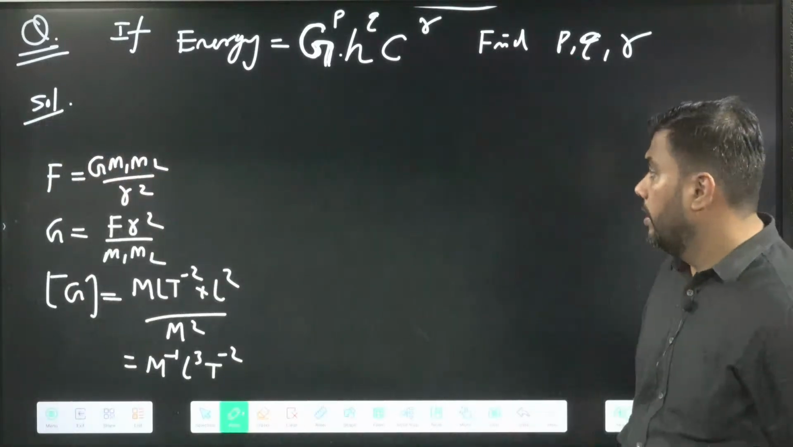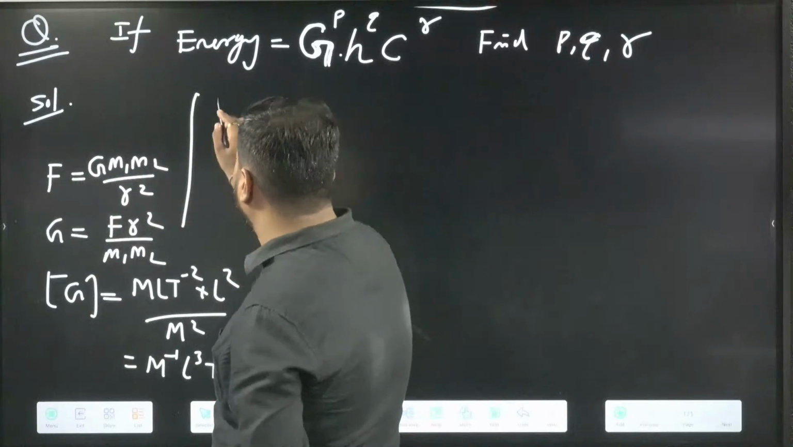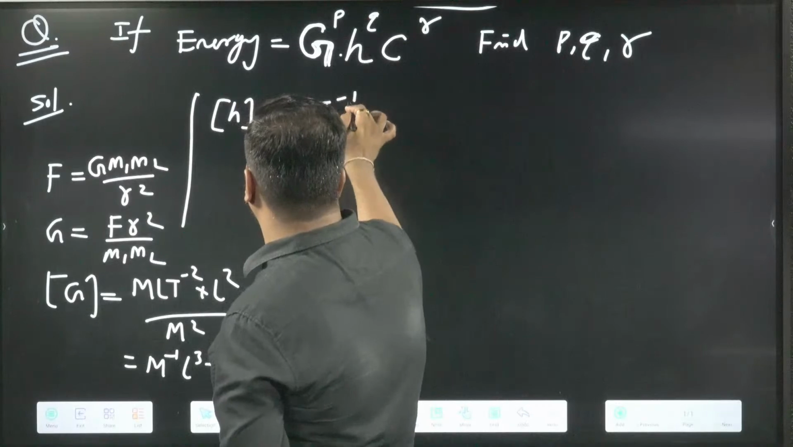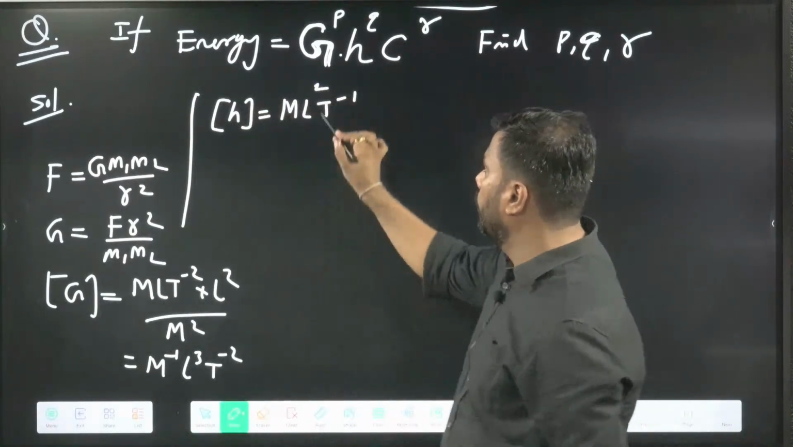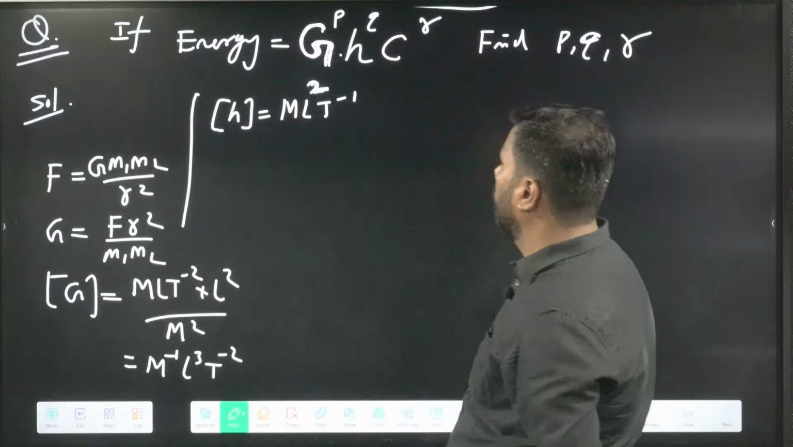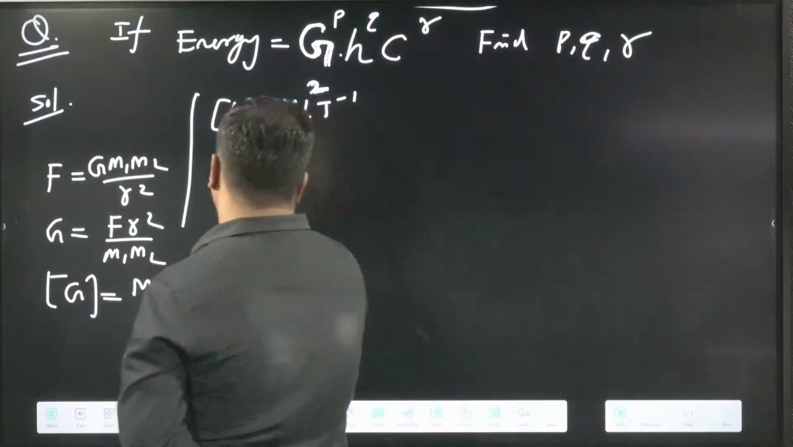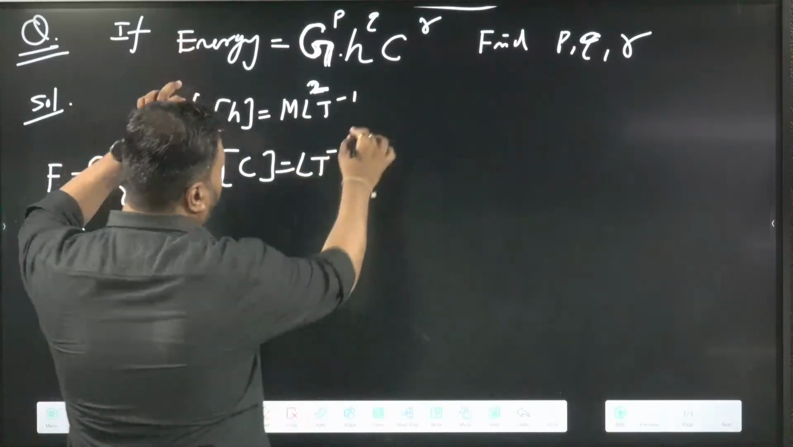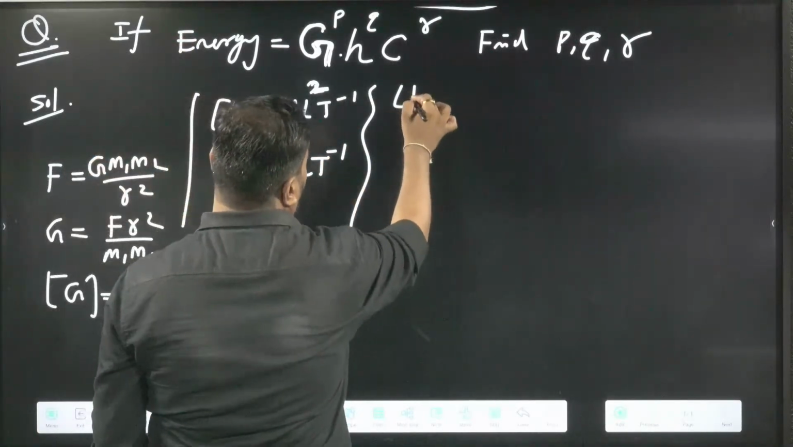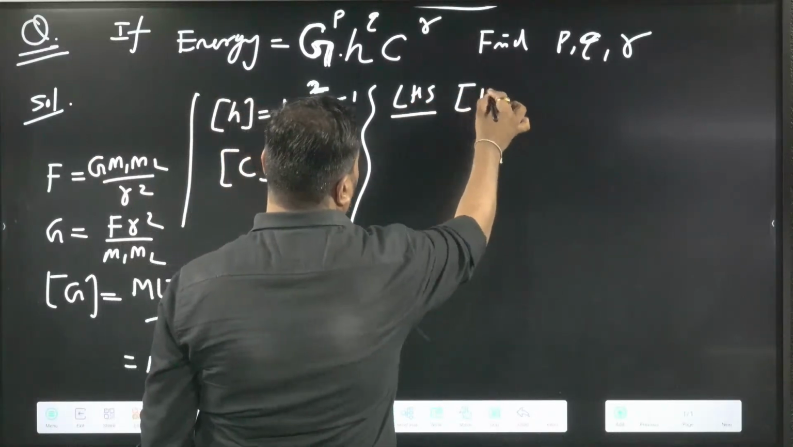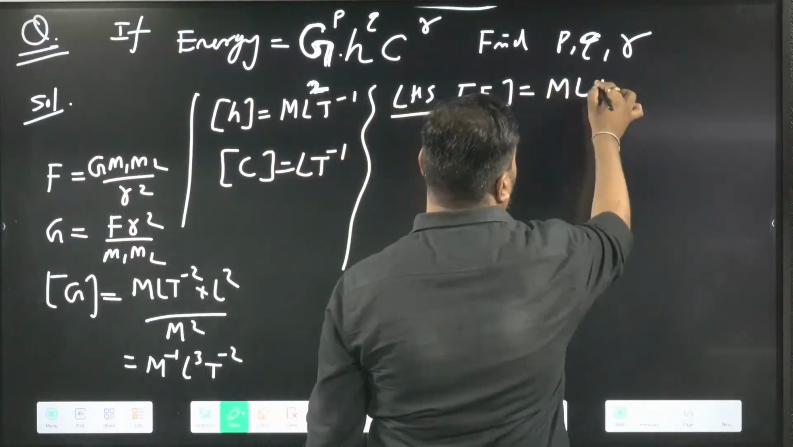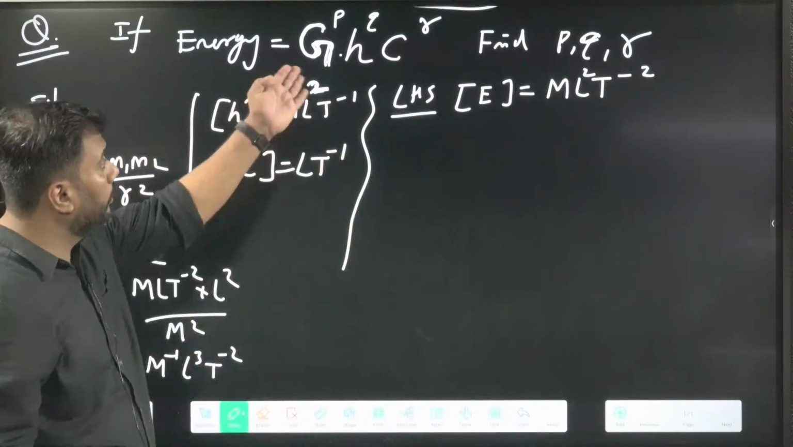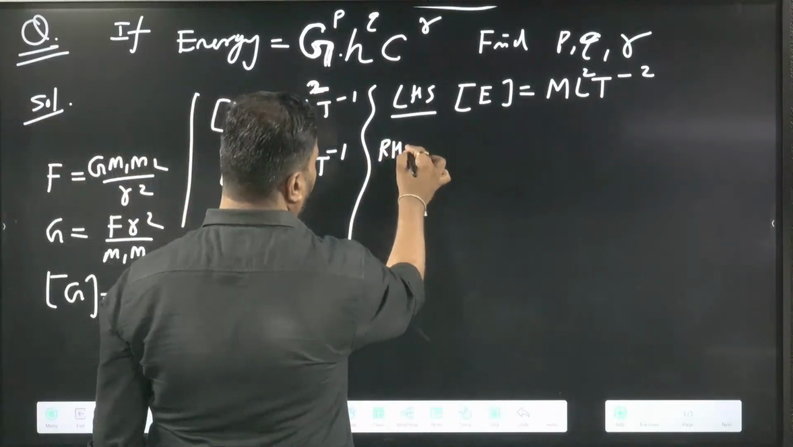That is the dimensions of G. Now the dimensions of Planck constant. Planck constant and angular momentum have the same dimensions. Angular momentum is M L T minus 1 into length, that is momentum into length, so M L square T minus 1. C is speed of light. Speed has dimensions of L T minus 1. So what are the dimensions of the LHS in this expression? LHS is the dimensions of energy, which is M L square T minus 2. What are the dimensions of RHS? Check the dimensions of RHS.